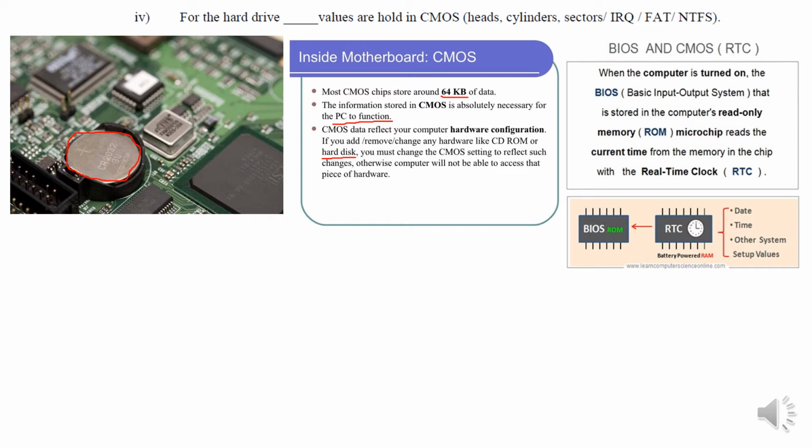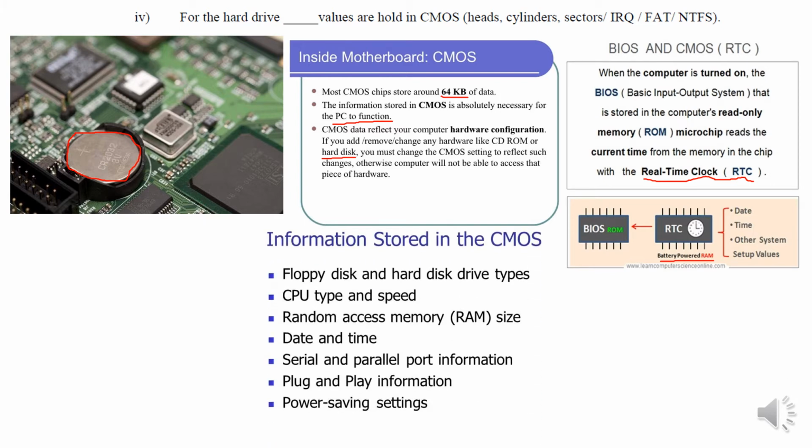the CD-ROM, etc. This microchip reads the current time from the memory chip with the real-time clock. This real-time clock needs constant battery support, which is provided by a CR2032 3-volt battery. So this is the BIOS, that is ROM, read-only memory, and this is the RTC, the clock. This is battery-powered RAM, and the battery is this CR2032, the CMOS battery, and it stores date, time, and other system setup values.